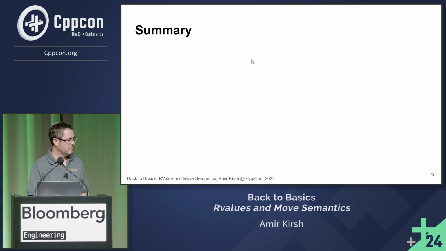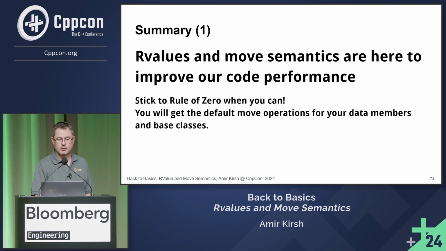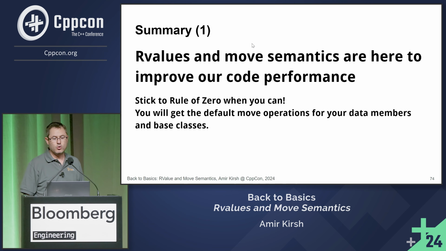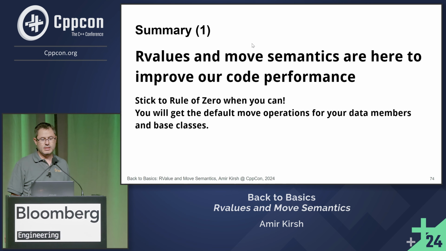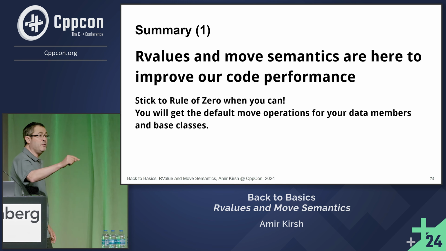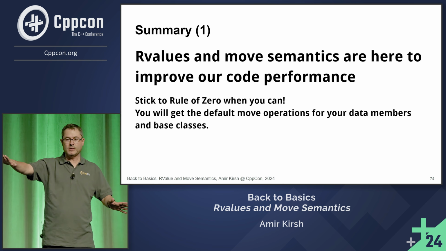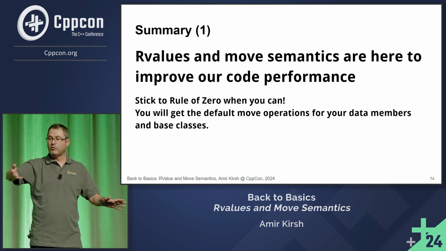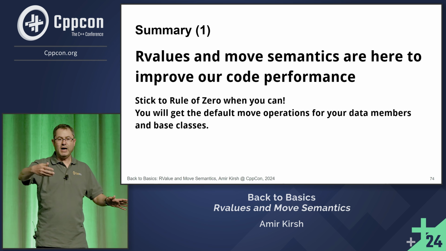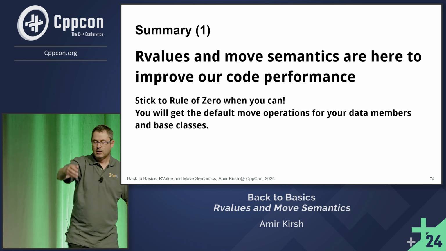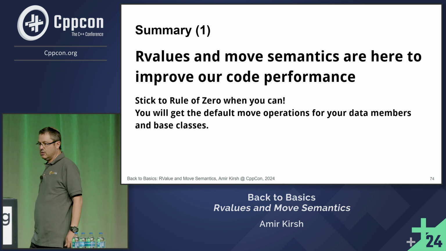Let's summarize. Are you ready? Okay. Rvalues and move semantics are here to improve our code performance. Stick to the rule of 0 when you can. Even if you use the rule of 0, your code is more efficient than before C++11, because you get the default move operations on the strings, on the vectors, on the hash maps, on the containers that you hold.